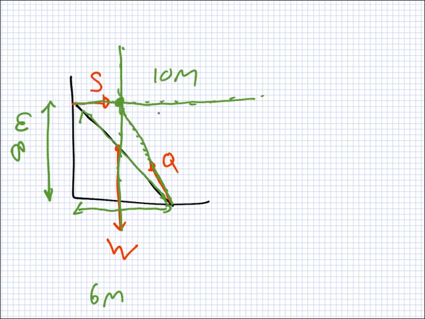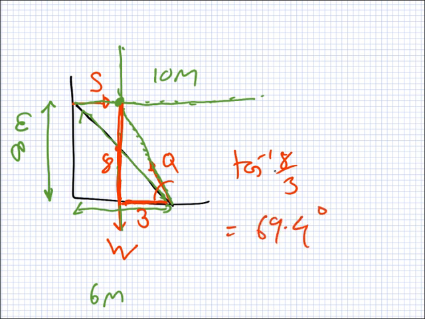Now, if you look at this triangle, how big is this height? 8. And this base? 3. So this angle is tan inverse 8 over 3. Is this 69.4? Yeah. Pretty sweet, huh?